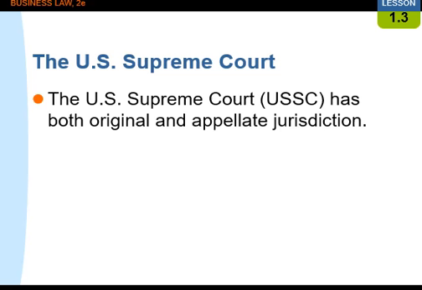The U.S. Supreme Court, USSC, has both original and appellate jurisdiction. The original jurisdiction of this court is used far less frequently than its appellate jurisdiction. According to the U.S. Constitution, the USSC has original jurisdiction only over cases affecting ambassadors, other public ministers and consuls, and those in which a state shall be party. The appellate jurisdiction of the USSC is exercised over cases on appeal from the U.S. Courts of Appeal or from the highest courts of the various states.